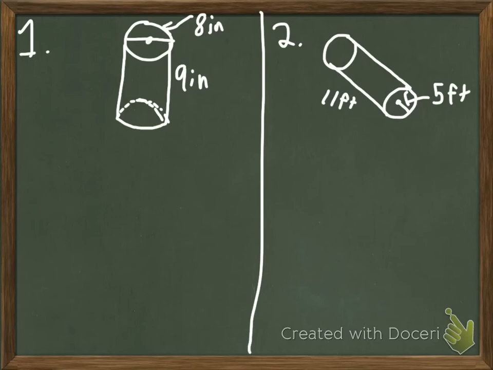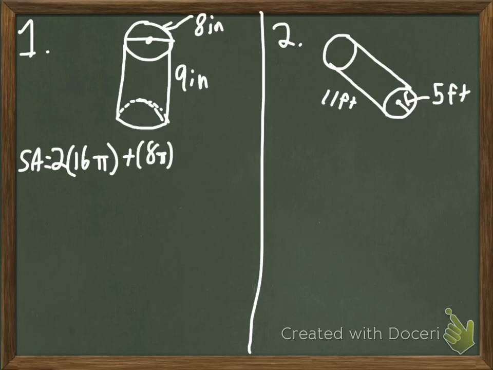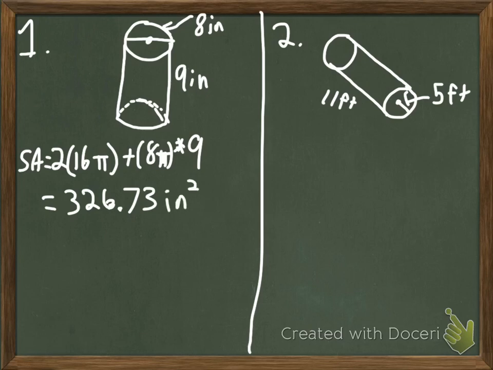Okay, number 1, cylinder. We know the diameter is 8 inches, which means that my radius is going to be 4 inches. So my surface area is going to be 2 times my pi r squared, which would be 16 pi, plus the perimeter, which would be 8 pi, times 9. Okay, we punch this in the calculator, and I get 326.73, and it's inches squared. And again, because we are rounding, I will give you some leeway on the rounding error. You know, if you're within a couple hundredths of it, that's fine. Just make sure you're not a couple tenths away or more.